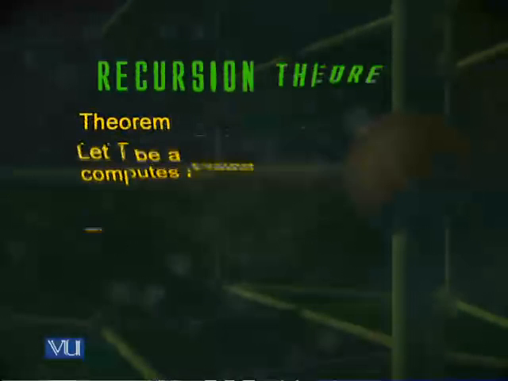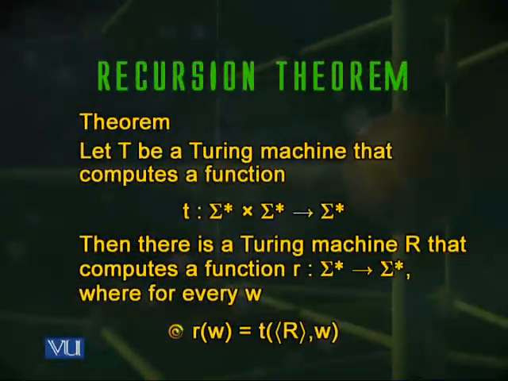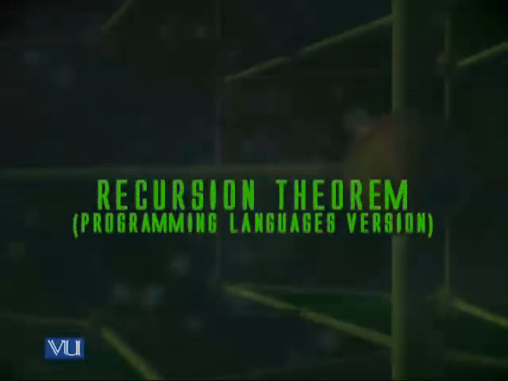Let's look at formally what it says. It says that if you have a Turing machine T which computes a function from sigma star cross sigma star to sigma star, let's say, then there exists another Turing machine R which computes a function little r such that little r of W is the same as T of the description of R comma W. So this Turing machine R performs the same analysis on itself as T would have performed on some other Turing machine.